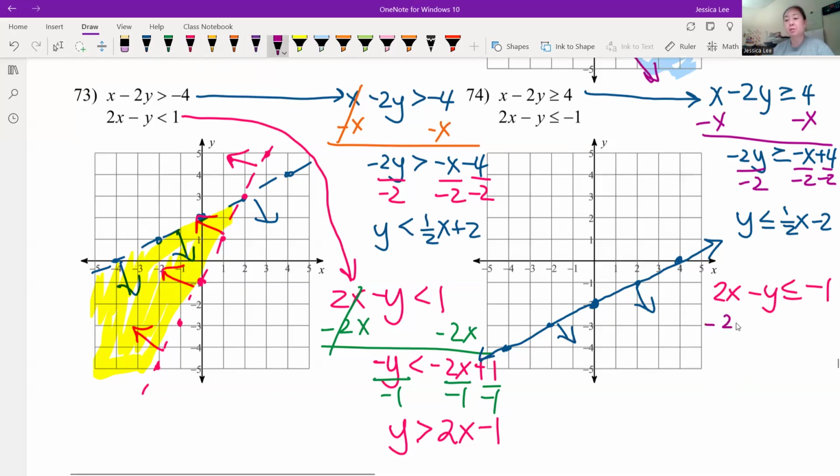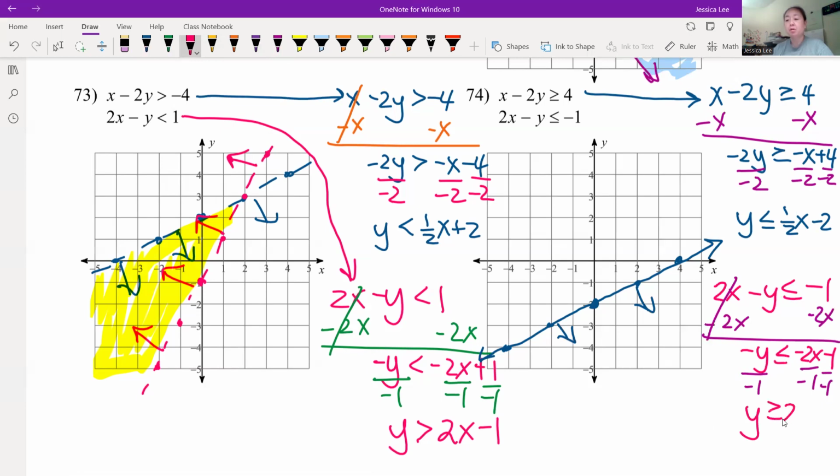And so we're going to subtract 2x on both sides. And you get negative y is less than or equal to negative 2x minus 1. And then we're just going to divide by a negative 1 to get rid of the negative. And we get y is greater than or equal to 2x plus 1. All right, so we're going to just go up to 1 right here. And we're going to be like 2, so it's up 2 over 1. Down 2 over 1.